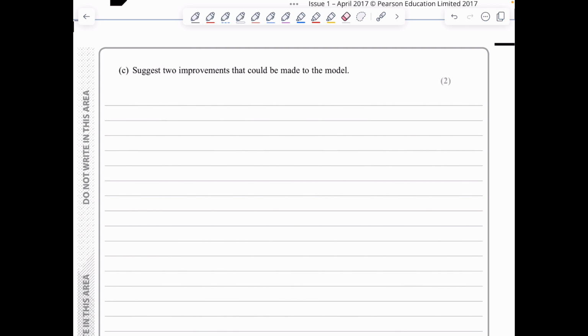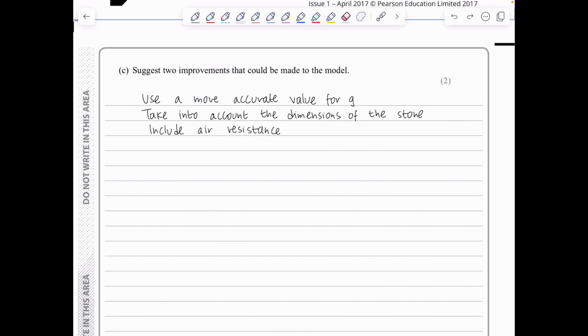In part C, we are asked to suggest two improvements that could be made to the model. So the obvious one will be to use a more accurate value for g. We've been using 10, it could have been 9.8 or something even more accurate. The second is that by modeling the stone as a particle, this means that we are neglecting the dimensions of the stone. So maybe taking into account the dimensions of the stone would be an improvement to the model. And finally, we could also mention including air resistance. Any two of these would be enough to get the 2 points.